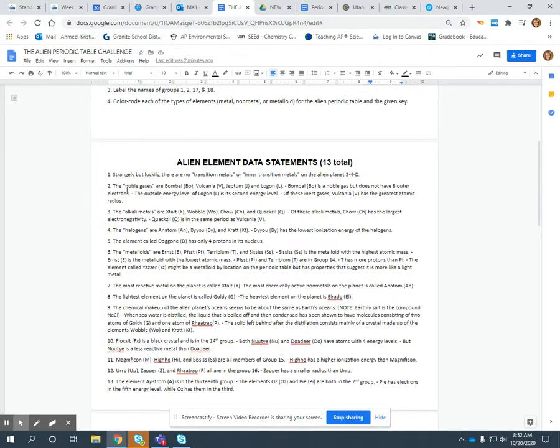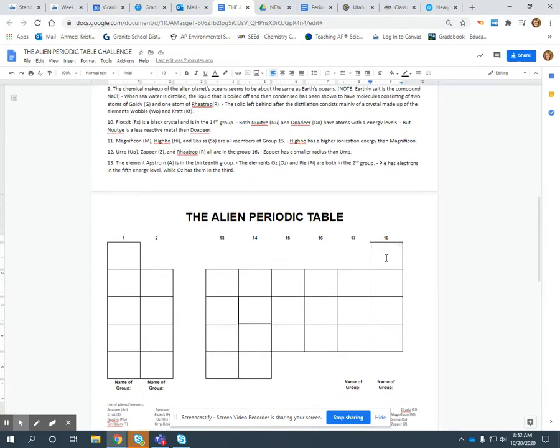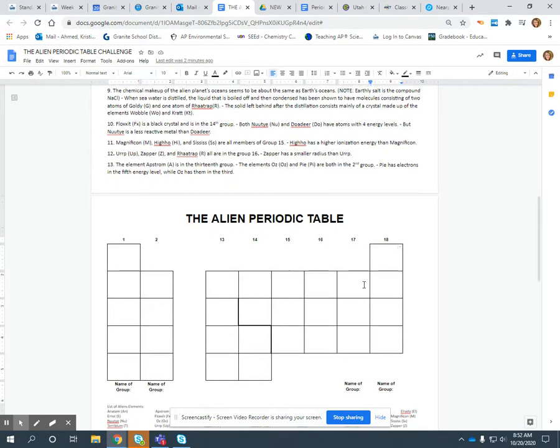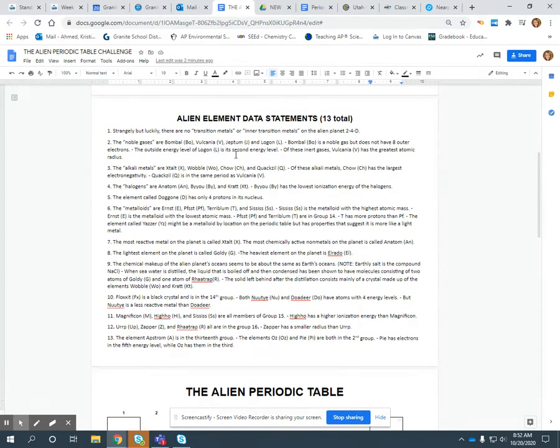Okay, let's keep going. It says the outside energy level of logon is its second energy level. Again, which noble gas would be in the second energy level or the second period? It would be this one right here, because this is the second period. So that would be where we put logon. Logon would be typed into that space.